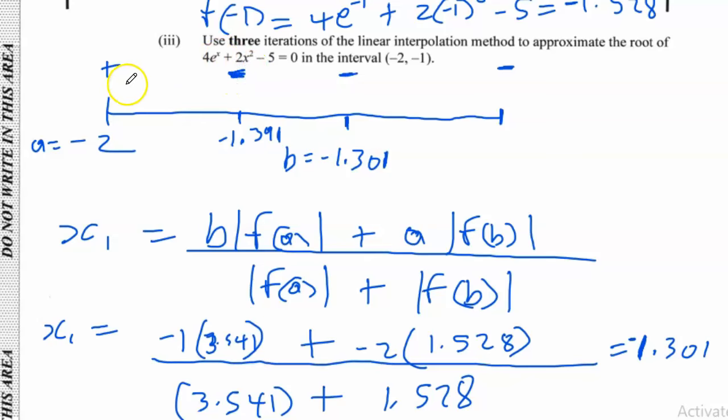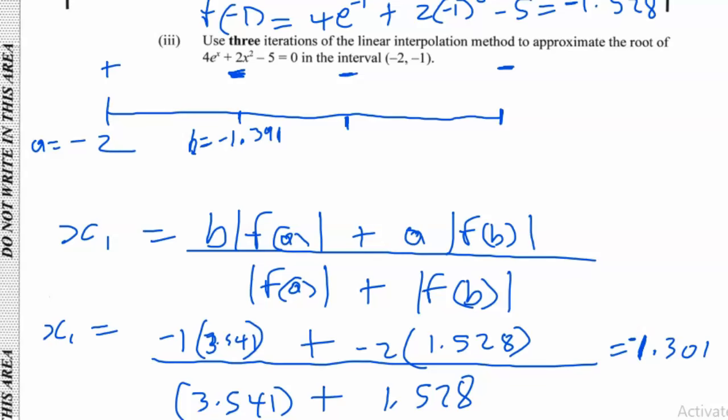So f of minus 1.391 is giving us a negative value. So we know the root lies between minus 2, since f of minus 2 is positive, and f of minus 1.391 is negative. So we know the root lies between these two values. So when I do the final iteration, this b value is going to change again because of the upper interval. So this is now our b value. Notice the a value is still the same. All right, so the upper limit is minus 1.391.